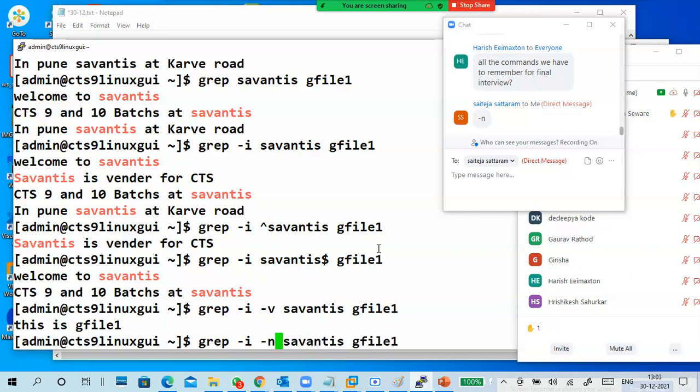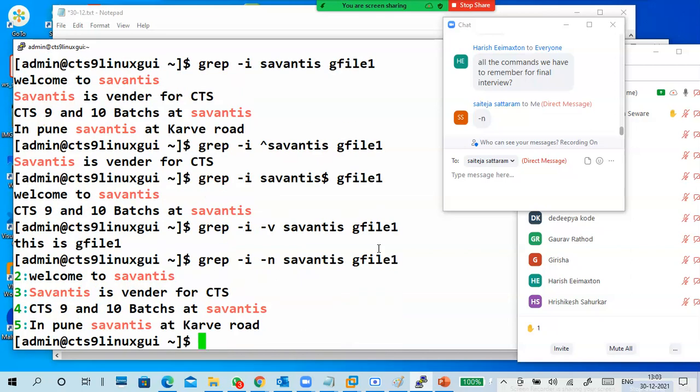Next, N. N means display the lines that match the pattern along with line numbers. The first line is different, right? The second, third, fourth and fifth lines have 70s, but the first line doesn't. So display the lines with line numbers with respect to the file. Like if there are 100 lines, and the third line, 10th line, maybe 20th line, maybe 66th line have the pattern, only those lines will display along with the line numbers, like 3, 20 or 66.